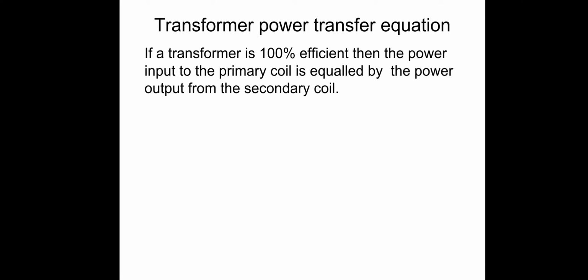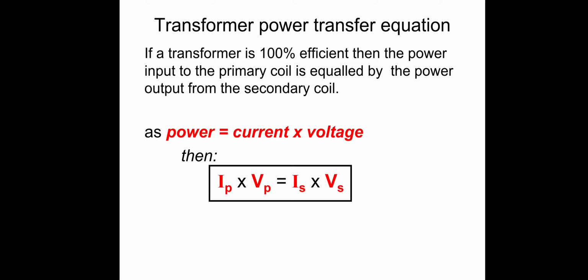If a transformer is 100% efficient, then the power input to the primary coil is equaled by the power output from the secondary coil. So we end up with current on the primary coil multiplied by voltage on the primary coil is equal to current on the secondary coil multiplied by voltage on the secondary coil. It's just power equals power.